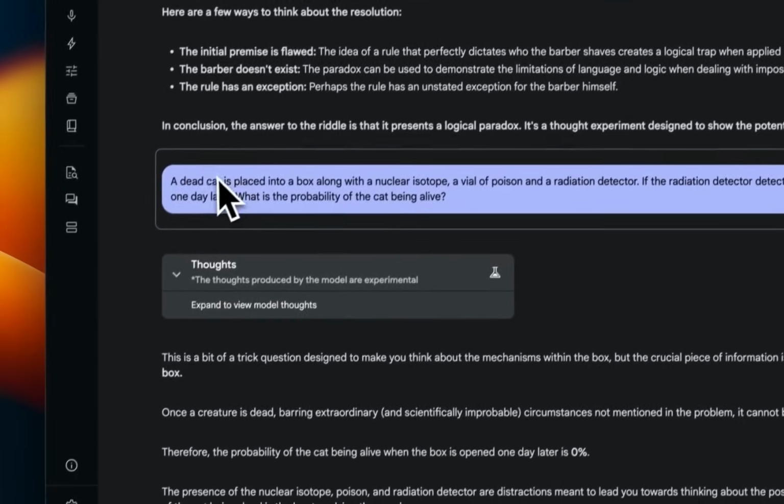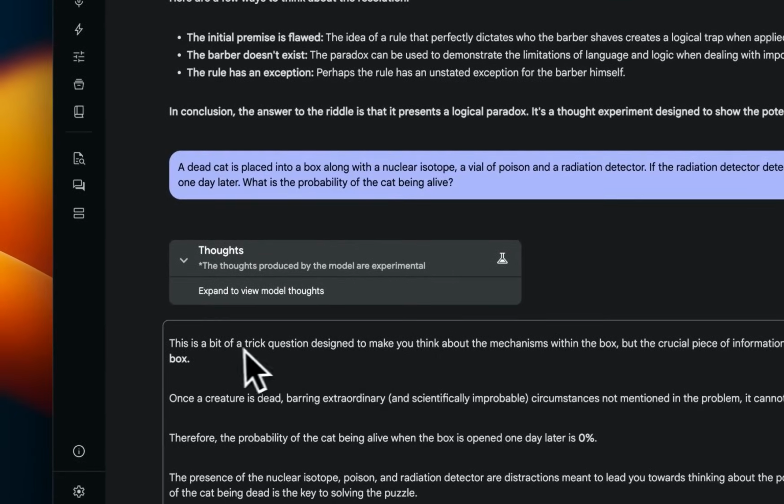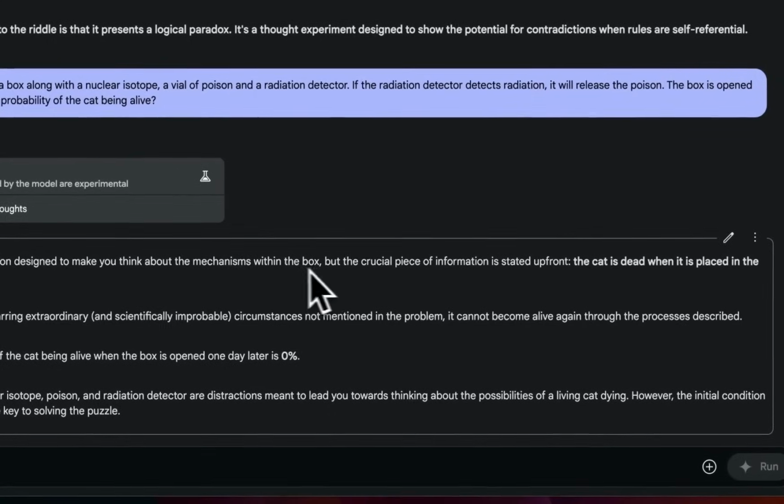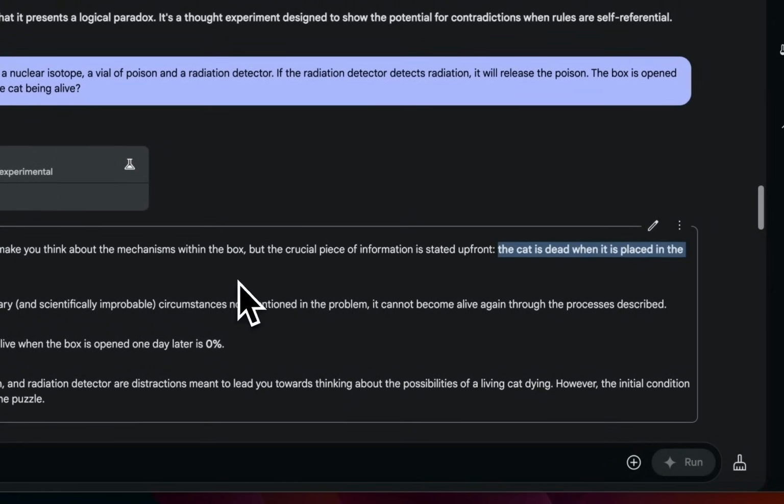Okay, now here's another one, which is the Schrödinger's cat paradox. In here, it says this is a bit of a trick question designed to make you think about the mechanism within the box. But the crucial piece of information is stated upfront: the cat is dead when it's placed in the box. This is pretty smart because most of the frontier models that I have seen completely ignore this fact.